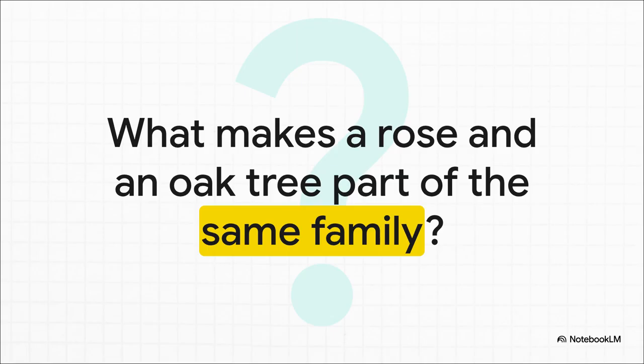So let's start with that big question right there. Think about it. How can plants that look so wildly different, a delicate rose, a simple blade of grass, a massive oak tree, how can they all belong to the same basic family? Well, the answer, as we're about to see, is that they all share a kind of architectural plan, a common blueprint that connects every single one of them.